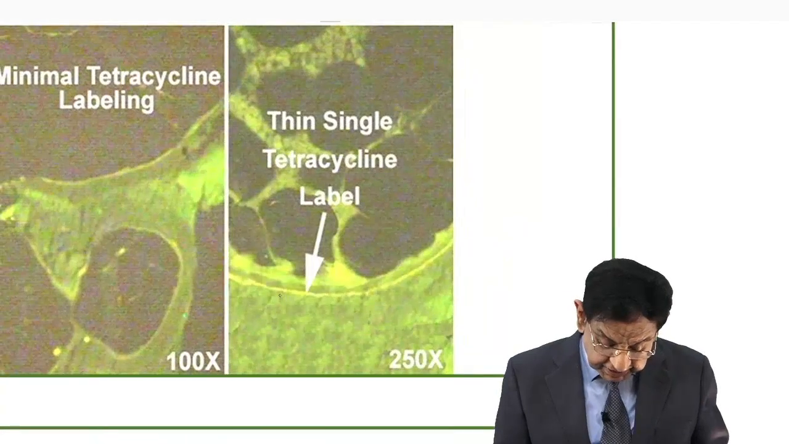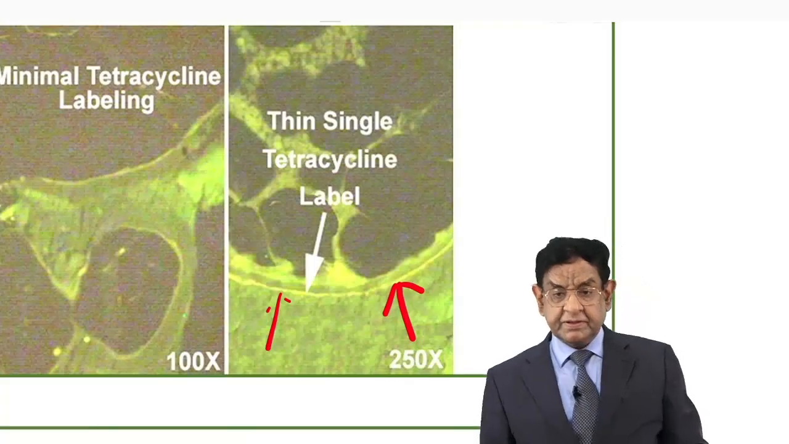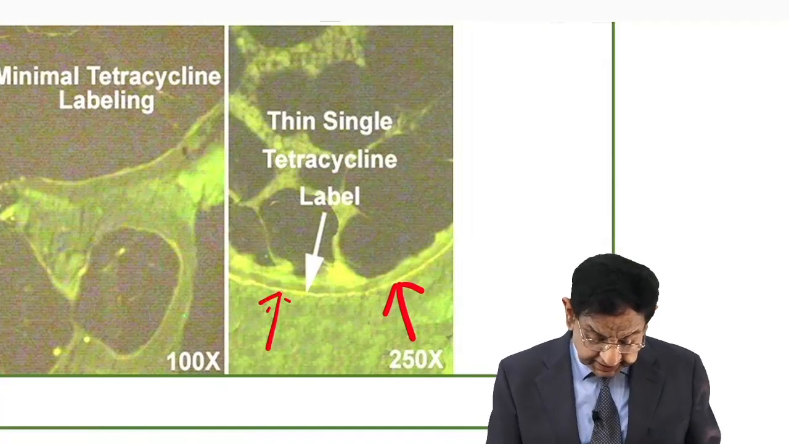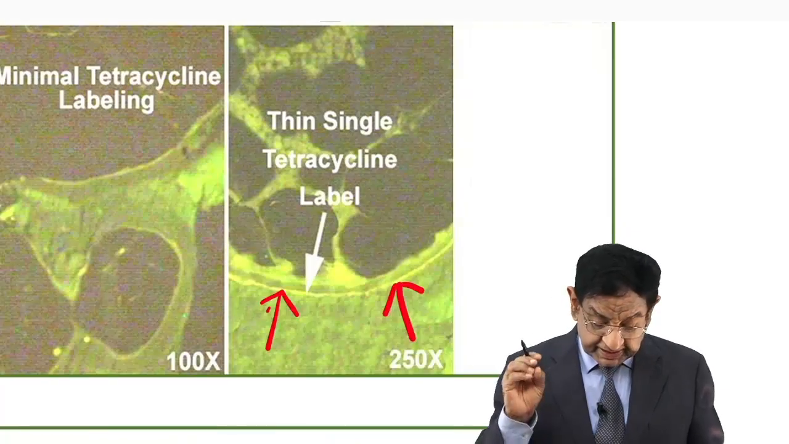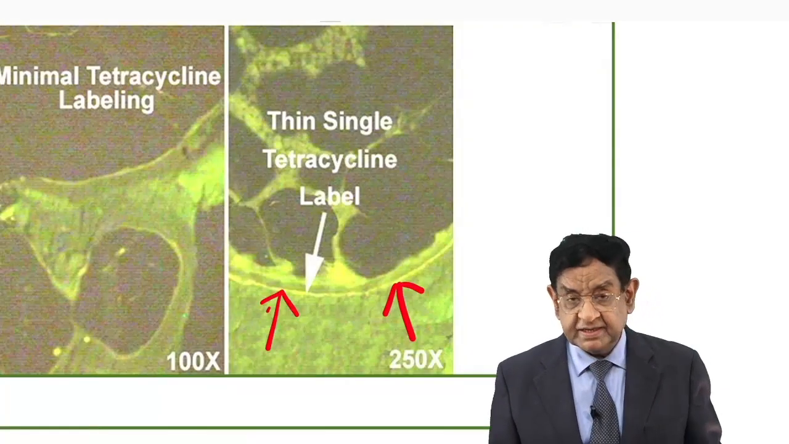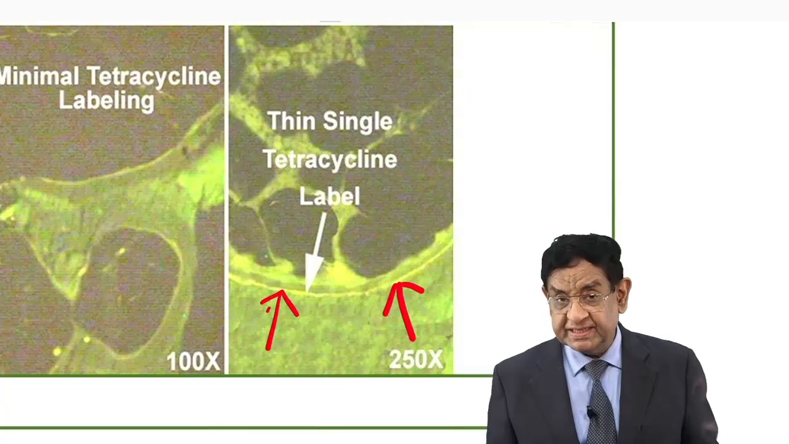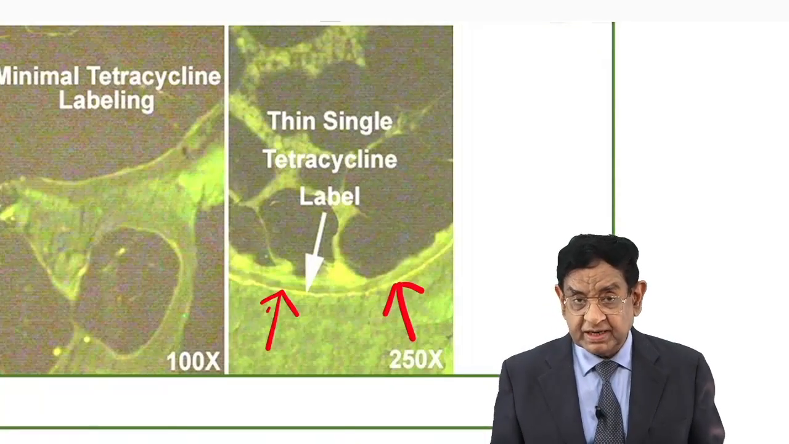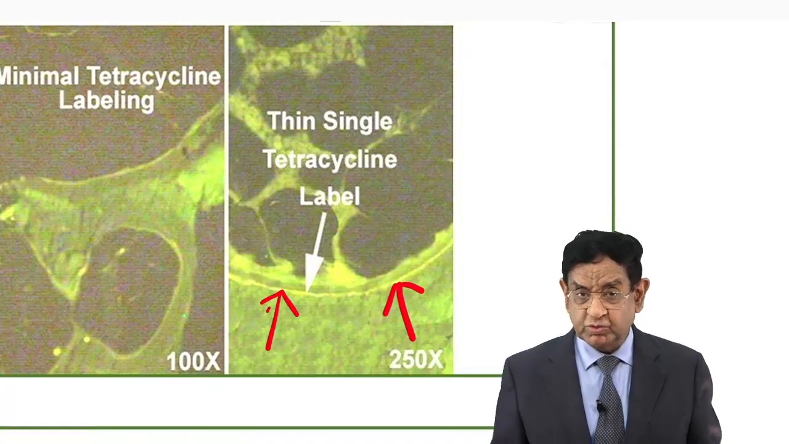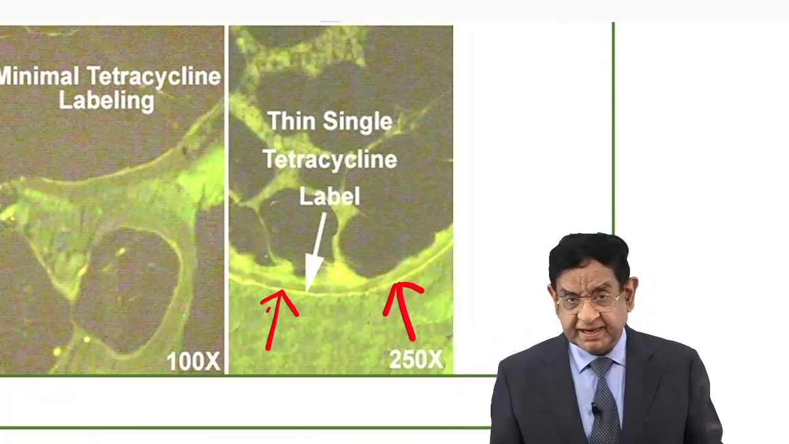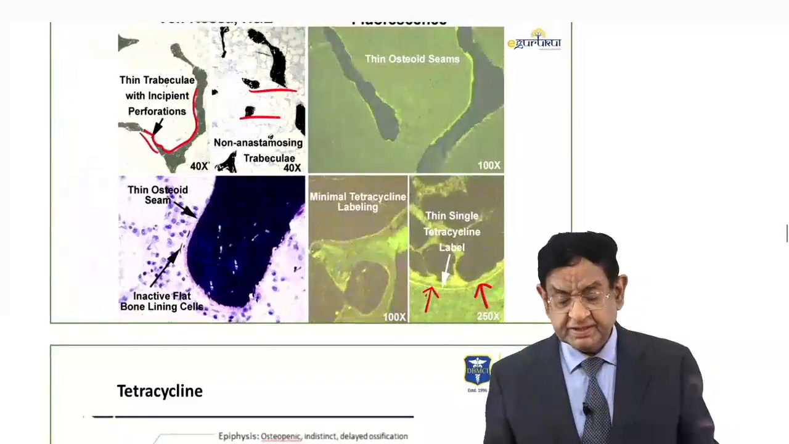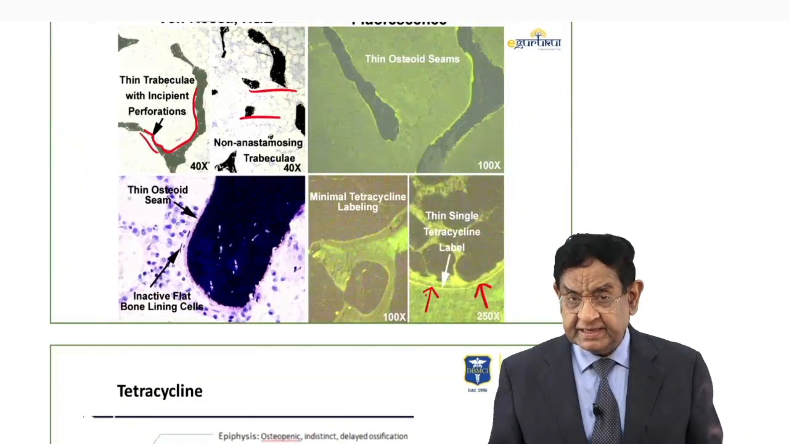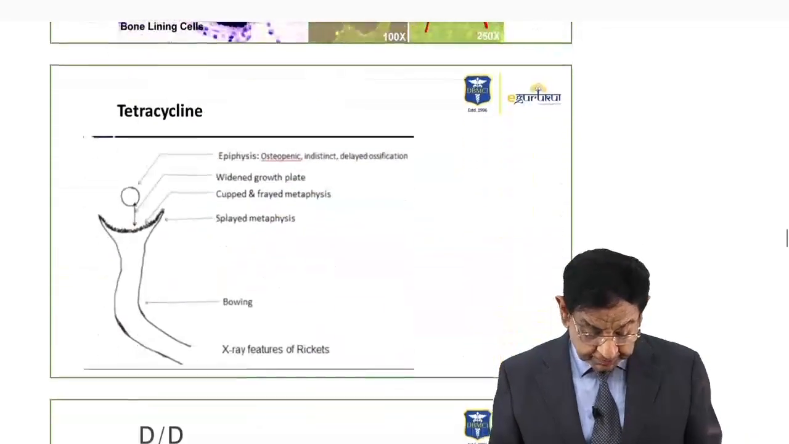of the tetracycline which gets attached to the growing bone. Thin layer means very little calcification is there, because ultimately it is going to bind to the calcification. With no calcification, a thin layer of tetracycline binding will be there. But this is just for information, that tetracycline labeling is done for bone growth.